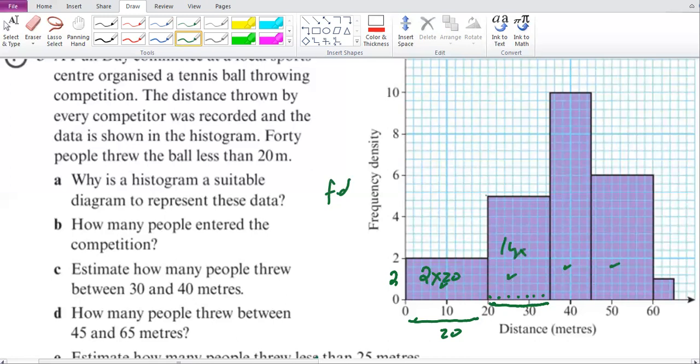Multiply. What is the height for this one? If this is 4, how many boxes are representing 1, 2, 3, 4, 5? 5 boxes are representing 2. Yes, 5 boxes equal 2. So what will be one box? That is 2 over 5.